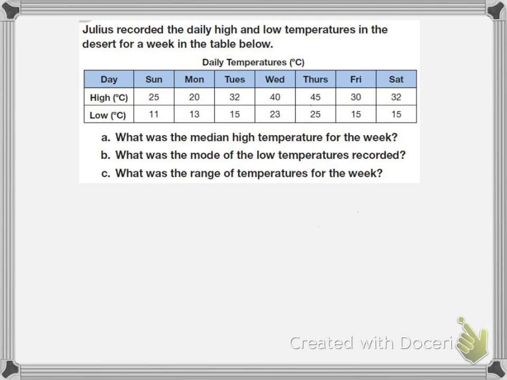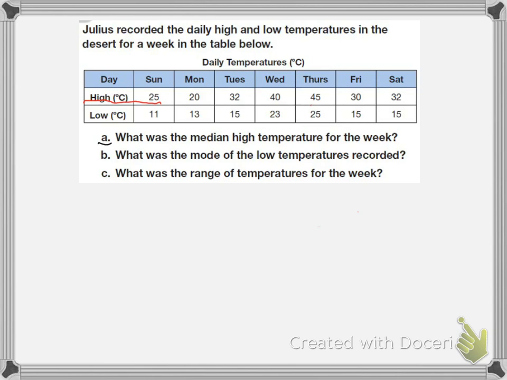On this last problem, it says Julius recorded the daily high and low temperatures in the desert for a week on this table. Question A wants to know the median high temperature for the week. Before I can find the median high temperature, I'm going to have to list these numbers in order from least to greatest, smallest to biggest.